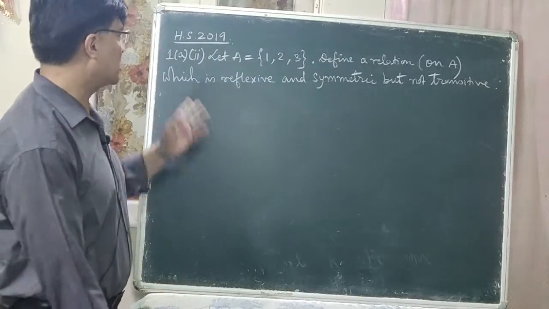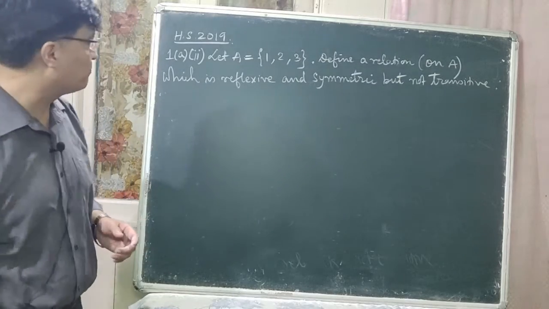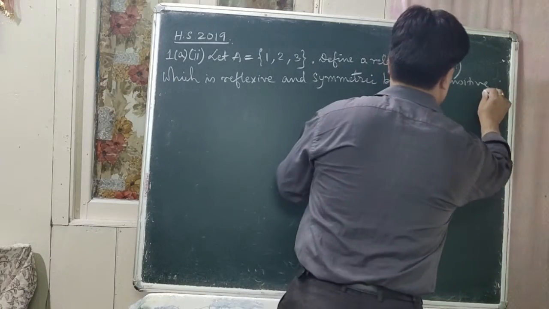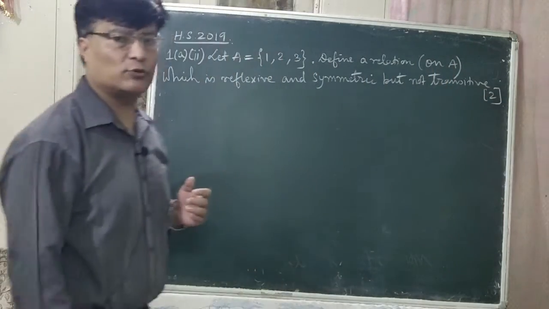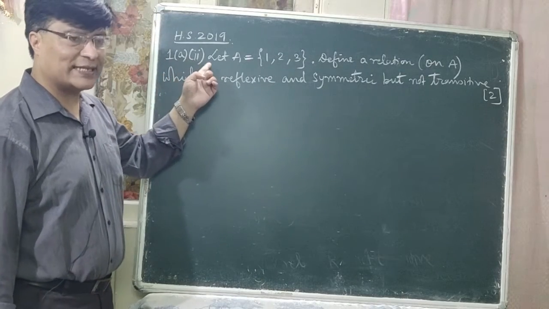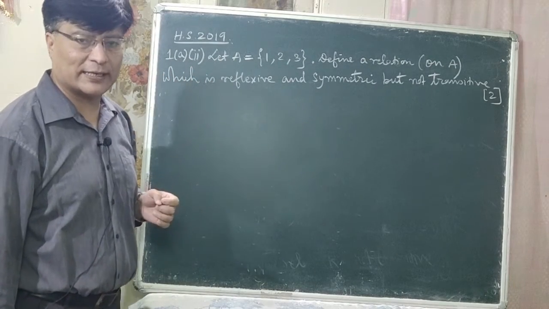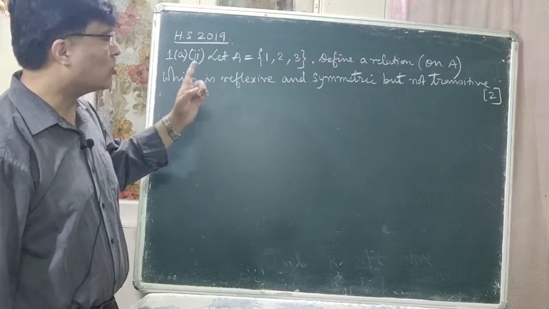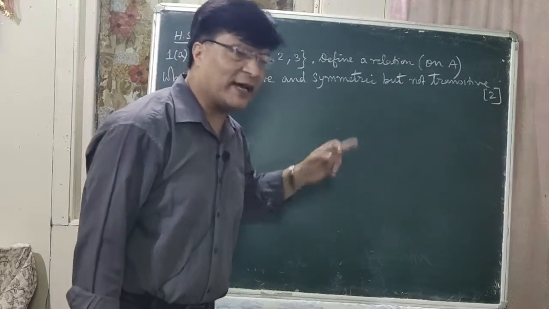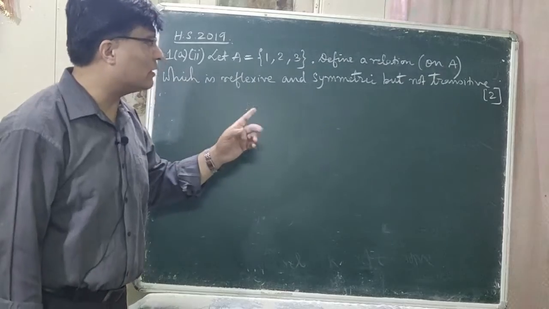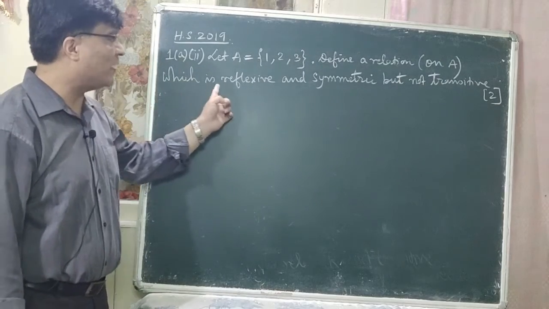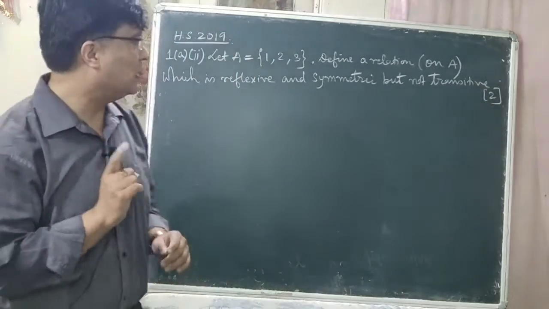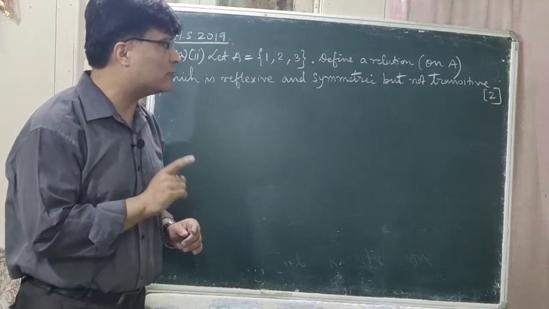So now we'll do the next question, that is from HS 2019. The question is 1A number 2, and this question carries 2 marks. Let capital A be the set {1, 2, 3}. You have to define a relation on A which is reflexive and symmetric but not transitive. That means you have to give the example.